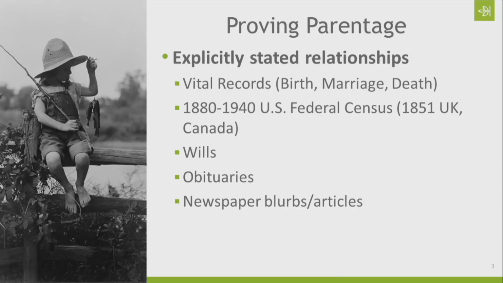So don't overlook those little newspaper blurbs or those little community highlights, because very often those may be the only place where some of these explicitly stated relationships exist. Keep in mind that birth records, particularly here in the United States, are a fairly new phenomenon. A lot of states did not start keeping birth records until the early 1900s. So when you start getting into research into the 1800s and even back into the 1700s, sometimes those wills or those newspaper blurbs might be the only place where there is an explicitly stated relationship between those parents and those children.